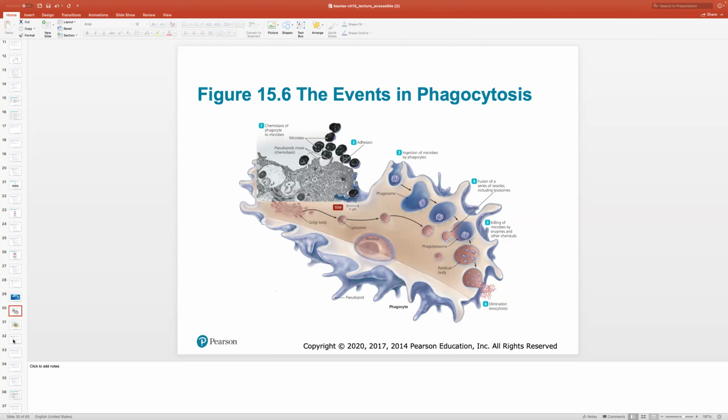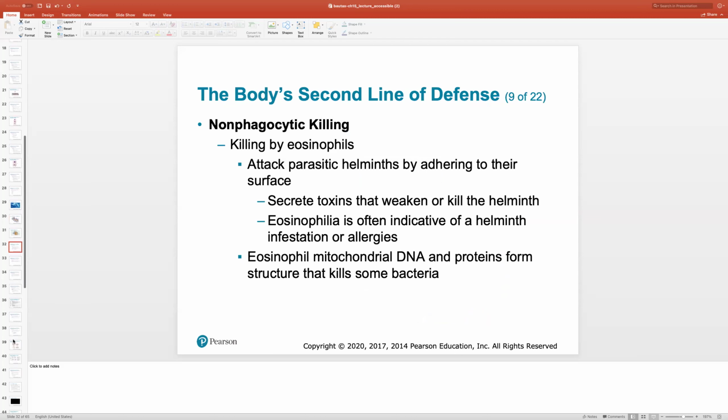Now, there's also a way that things are killed by non-phagocytosis. One is killing by the eosinophils that attack the parasitic helminths. Those are worms. They secrete toxins that are going to weaken or kill them. Eosinophilia is often indicative of a helminth infection or allergies. That means a lot of eosinophils are going to be around. And the eosinophil mitochondrial DNA and proteins form structures that are going to kill some bacteria.